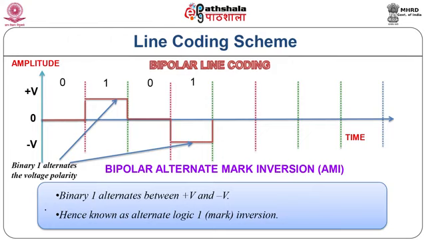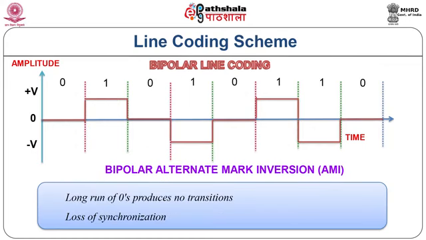For example, as seen from the figure, if the first one is indicated by positive voltage level plus V, the second one will be indicated by negative voltage level minus V, and the third one will be indicated by positive voltage level plus V, and so on. The figure shows the bipolar AMI code for binary sequence 01010110. In AMI, long runs of zeros produce no transitions in the data stream and a loss of synchronization is possible.